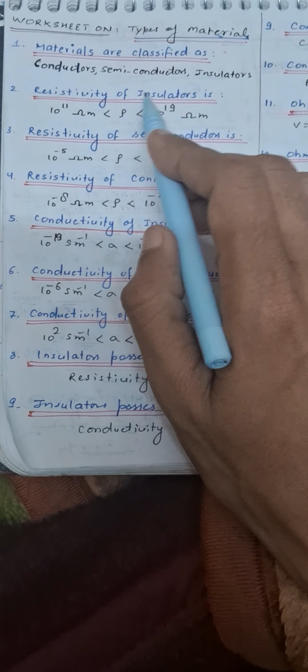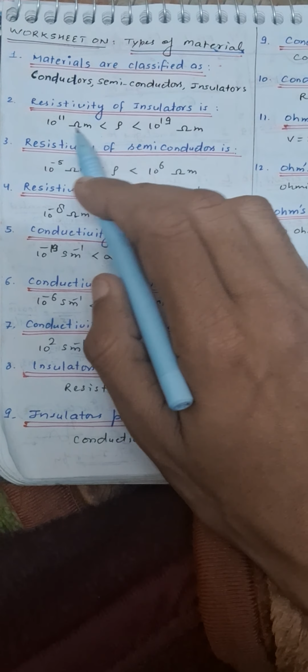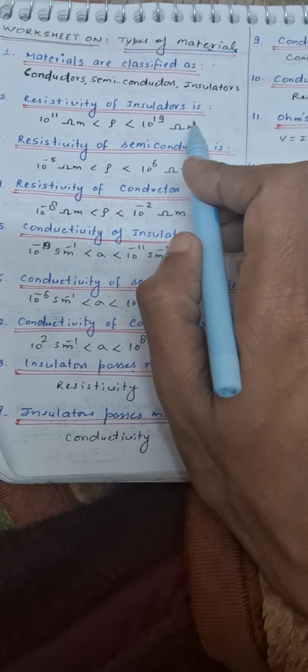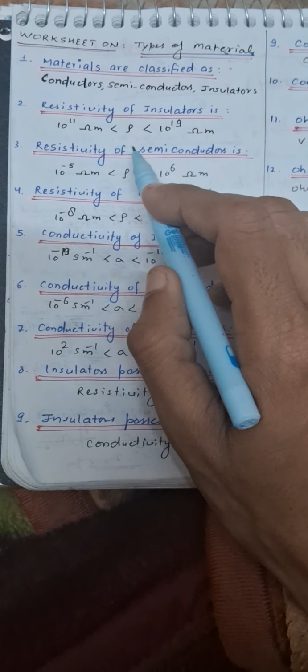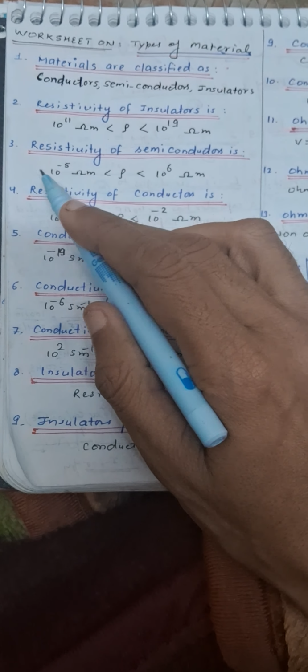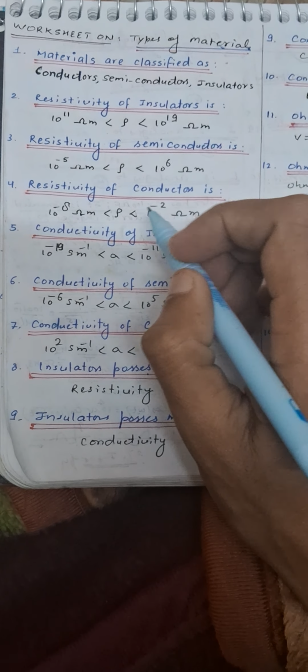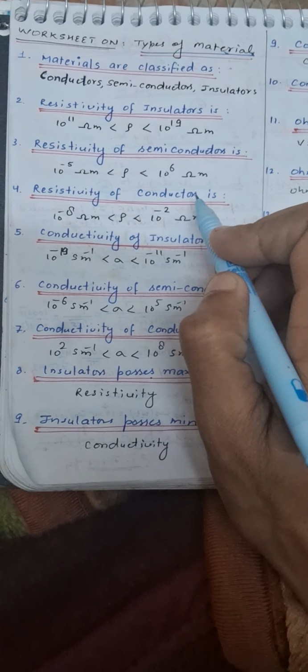Next question is resistivity of insulators is. Insulators have very high resistivity which lies between 10^11 ohm meter to 10^19 ohm meter. Next is resistivity of semiconductors is. For semiconductors it lies between 10^-5 ohm meter to 10^6 ohm meter.